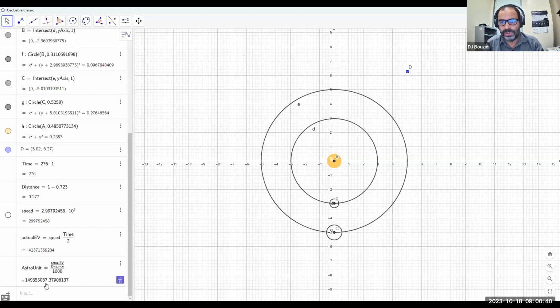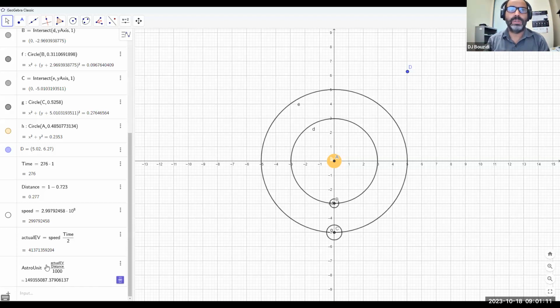149,355,087 kilometers. That's what an astronomical unit is. So that's basically for this problem. Again, here's the trick. You find the distance between the Earth and Venus, and that distance is 0.277 astronomical units. So you're going to find it in kilometers and astronomical units. All you have to do is divide that distance by how much it is in astronomical units. That gives you how many kilometers are in an astronomical unit.